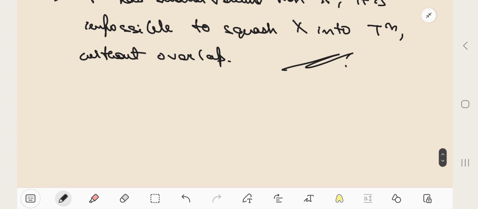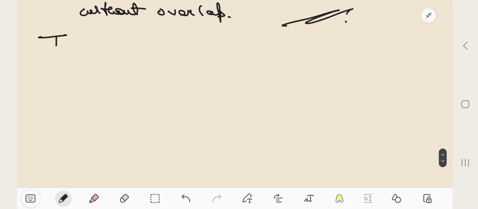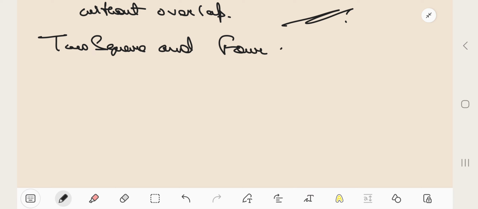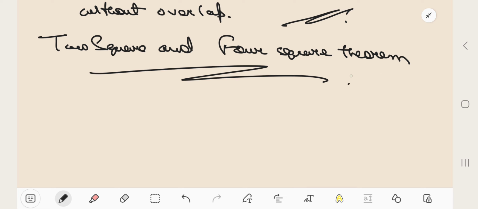In the next lecture, we'll start with the two square and the four square theorem. For that we will require some extra work, but these two statements are not at all difficult to talk about.